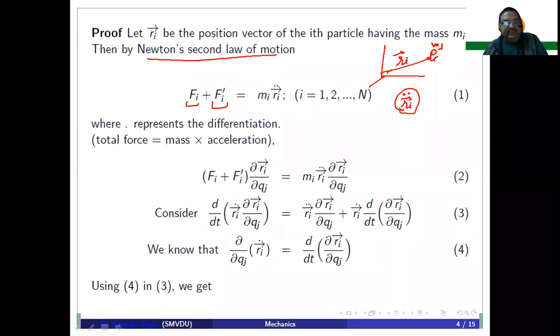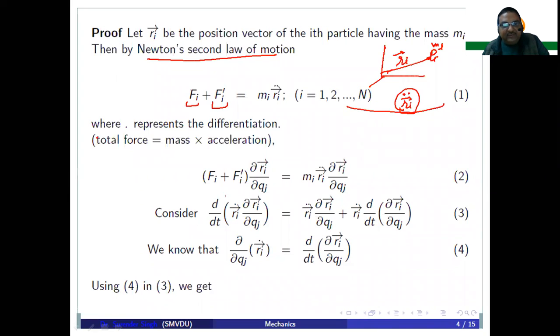Here dot represents differentiation. You know the total force according to Newton's law is mass into acceleration. That is why this equation has been obtained. Now, if you multiply on both sides by del ri by del qj, on the right hand side also del ri by del qj, you call this equation number 2, and this is equation number 1.